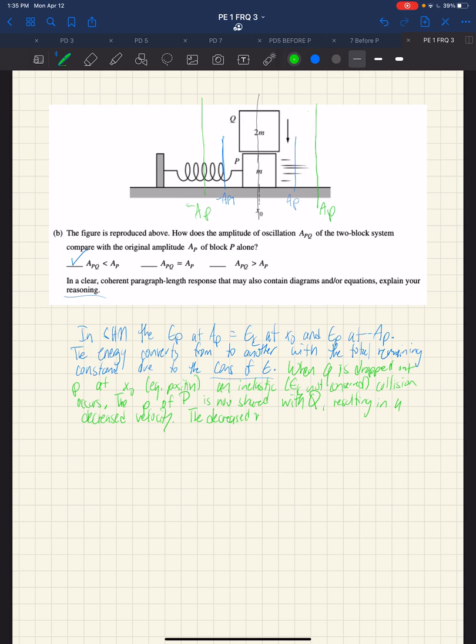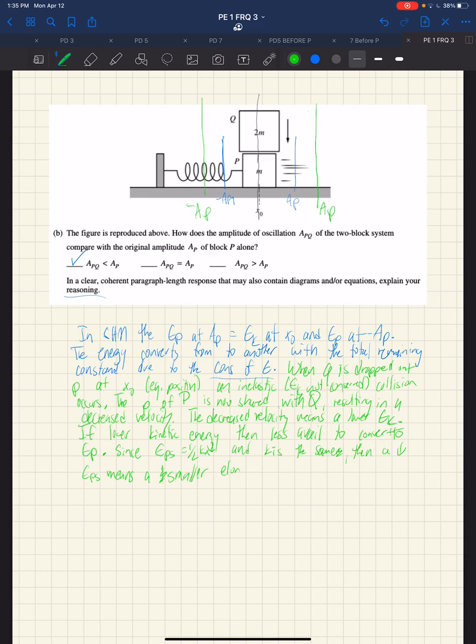The decreased velocity means a lower kinetic energy. If lower kinetic energy, then less available to convert to potential energy. Since the potential energy of a spring is 1/2 kx squared, and k is the same, then a decreased potential energy means a smaller elongation and thus a smaller delta x, smaller amplitude.